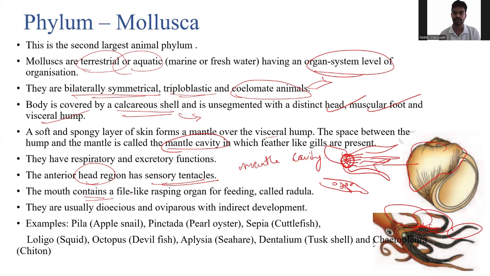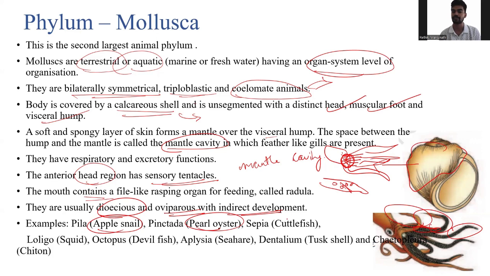They are usually dioecious animals, so male and female separation can be seen. They are oviparous, that means they normally lay eggs, and indirect development can be observed. An example is Pila, the apple snail. Then the pearl oyster. Some of them are economically important, used for food or pearl production.